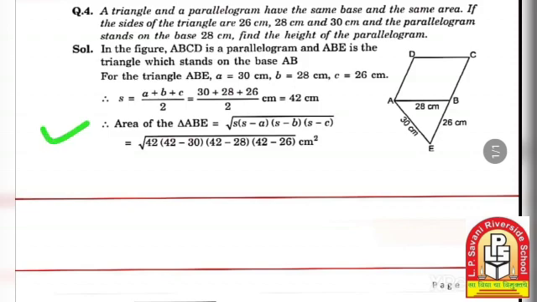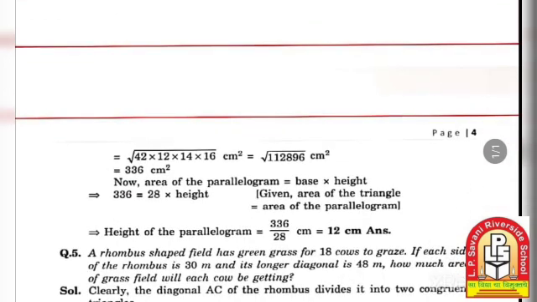So s is equal to a plus b plus c by 2. So 30 plus 28 plus 26, that is 42 after halving. The area of the triangle ABE is the square root of s into s minus a, s minus b and s minus c. Put those values in this formula and find out the area of that triangle, that is 336 centimeter square.